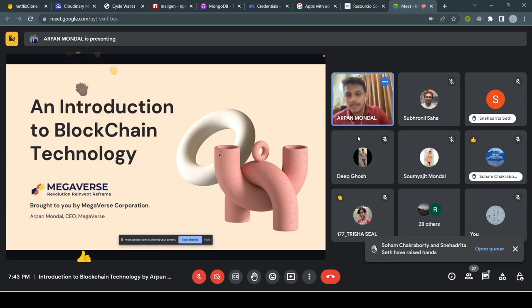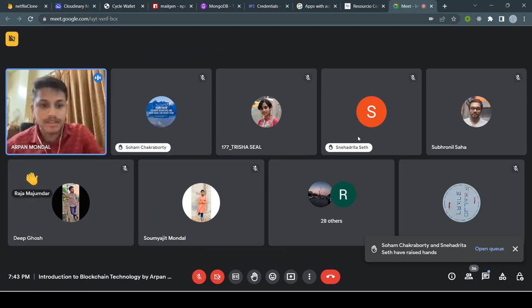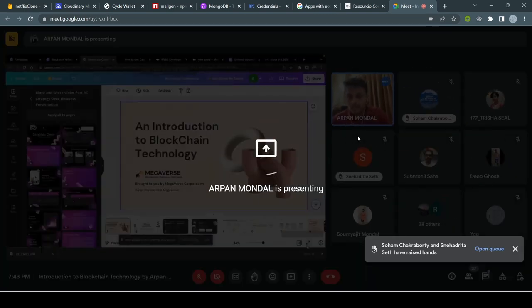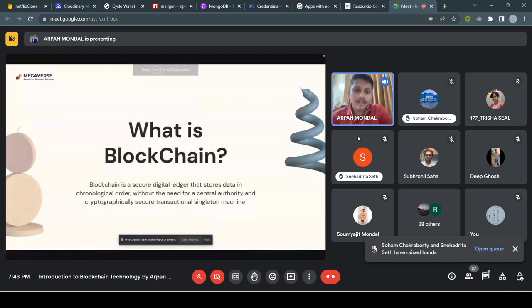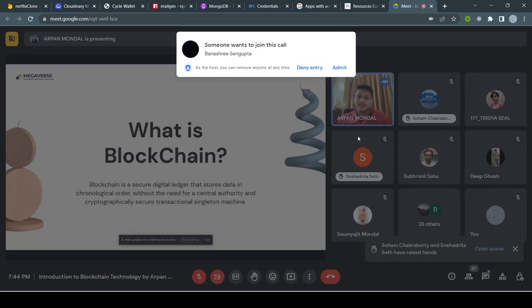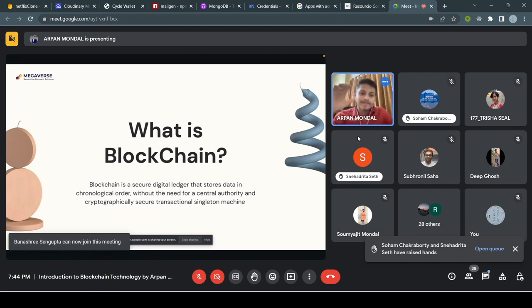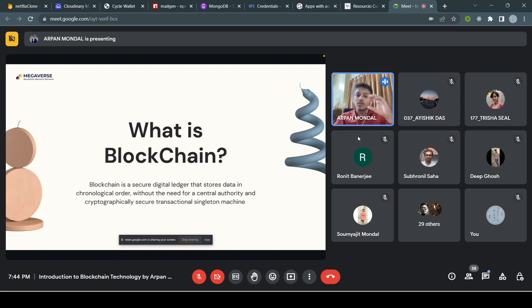Wait a second, I'm going to share the screen. Okay, now it's working. So let's go by the definition first. Blockchain is a secure digital ledger that stores data in chronological order. Let's remove all those keywords. Can you imagine a book? A book is a ledger, right? In a book, from page 1 to 100, there's a chronological order. So instead of saying book, you say digital ledger, and instead of saying page numbers, you say chronological order. In that way, blockchain is a secure digital ledger that stores data in chronological order.